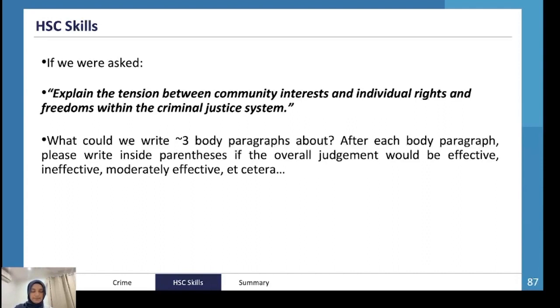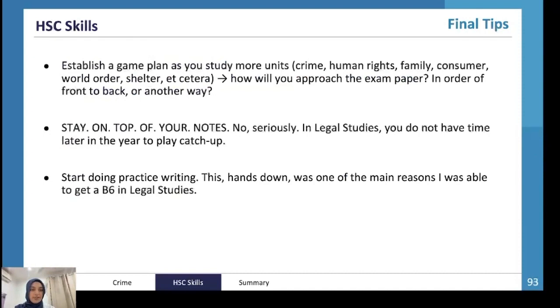All right, so my final tips. So first of all, establish a game plan. As you study more units, whether that be crime, human rights, family, consumer, etc., how will you approach the exam? So in order from front to back or the other way around, start looking at some of the exams and where your marks are coming from. So crime, you get 15 multiple choice and your 15 mark essay, and then human rights, you've got 5 multiple choice, the short answer, and then the 2 options are 25 mark essays.